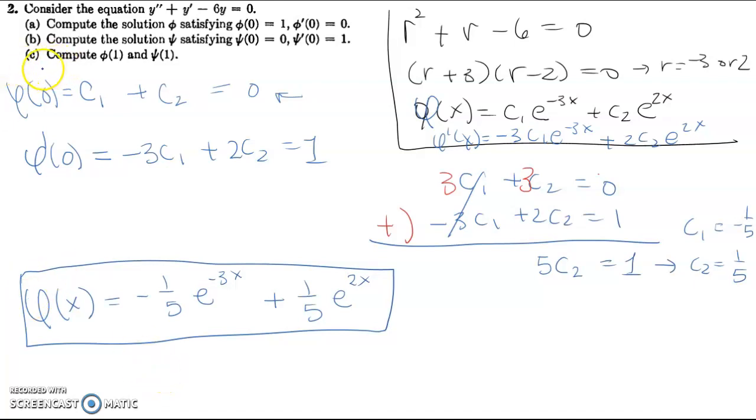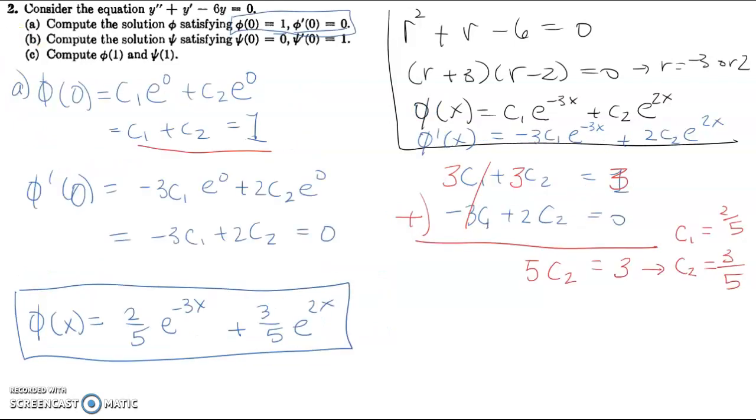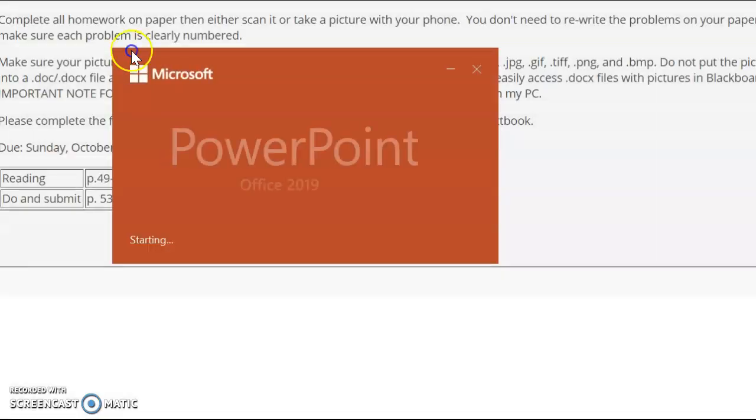Okay, I'm going to go back to our slide so that we can now compute part C. For part C, we just have to plug in 1s for both phi of 1 and psi of 1 equations. So phi of 1 is going to be 2 over 5 e to the power of negative 3.